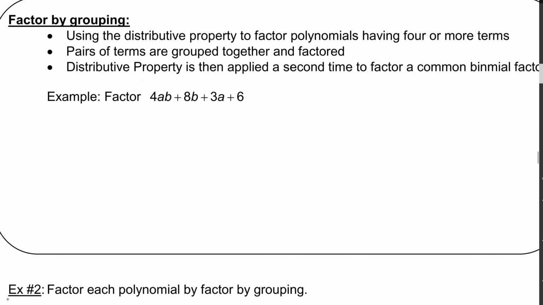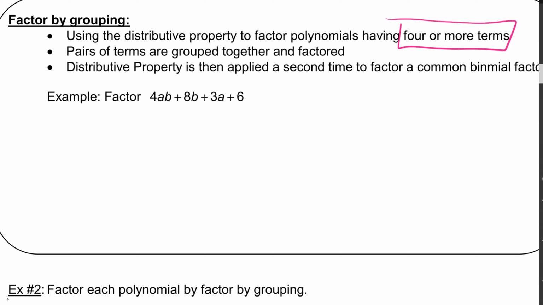Factor by grouping. So the next part is factor by grouping. So we also are using greatest common factor, but what if you have something with lots and lots of terms? It's not so easy because maybe not all of them have something in common, but some of them do. So when you factor by grouping, you're using the distributive property to factor polynomials having 4 or more terms. So the important thing is 4 or more terms. Pairs of terms are grouped together and factored. And then the distributive property is then applied.